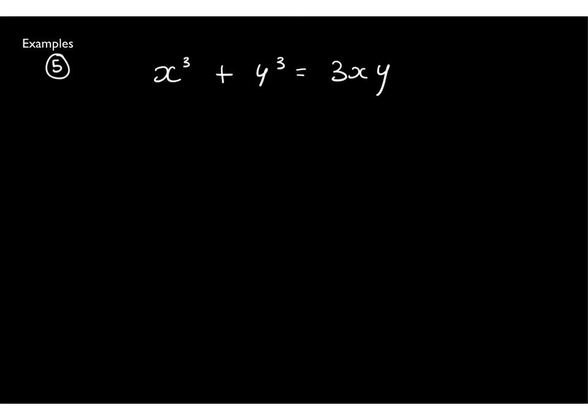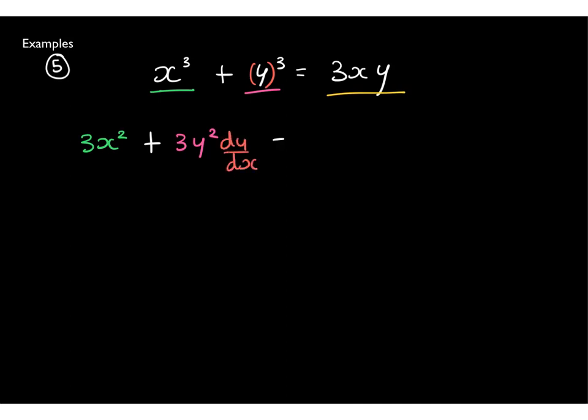Now, let's take a look at this. We have x cubed, y cubed, and 3xy. So x cubed will differentiate to give me 3x squared. y cubed, so we have this inner function of y, which is being cubed. So this gives me 3y squared and then dy by dx.